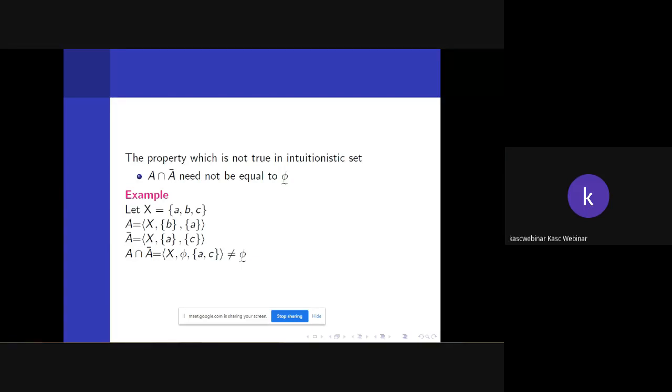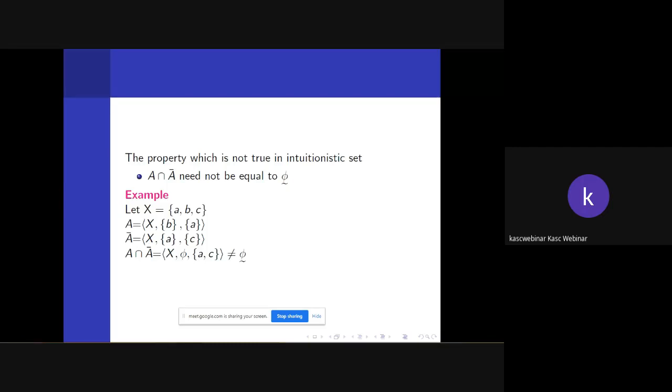So I have made a mistake here. Actually, it should be A and B. Then A and B, if you take intersection, you will get null set. You will not get AC. Actually, there should be A comma B. I have made a mistake here.